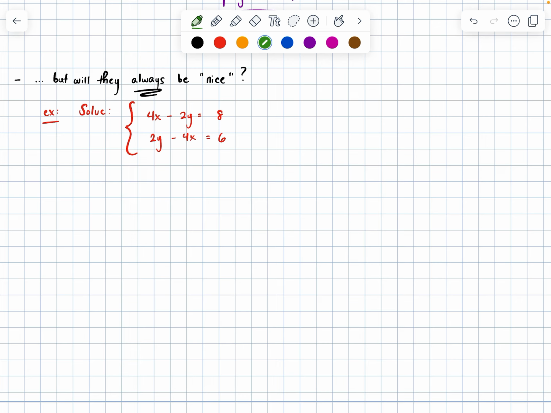4x minus 2y equals 8, 2y minus 4x equals 6. Let's try and solve this together. So, we did substitution up above. I might want to do elimination here. Why do you think elimination might be a good move here to make? 10 seconds, pause the video.